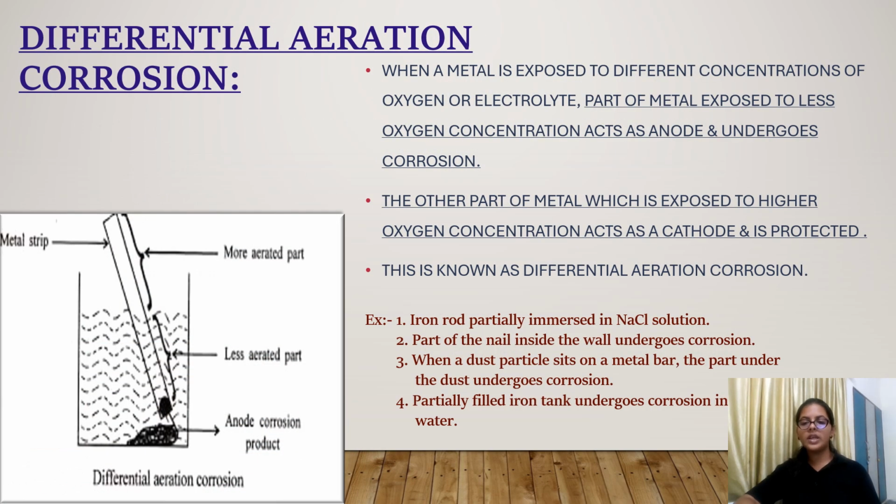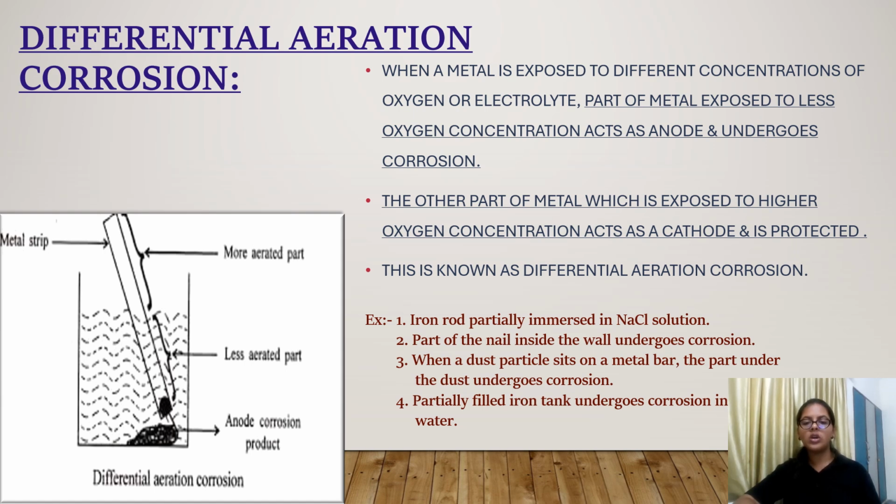Next, let's talk about the other type of wet corrosion, that is differential aeration corrosion. When a metal is exposed to different concentrations of oxygen or electrolyte, part of metal exposed to less oxygen concentration acts as an anode and undergoes corrosion. The other part of the metal, which is exposed to higher oxygen concentration, acts as a cathode and is protected. This is known as differential aeration corrosion.